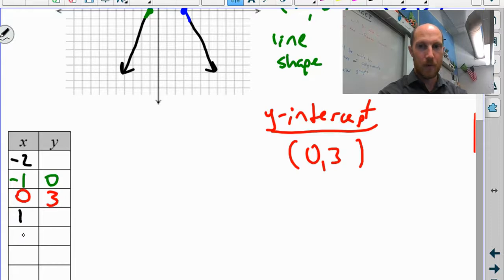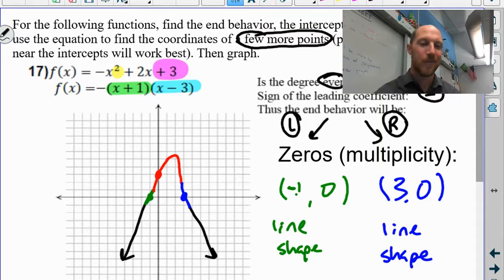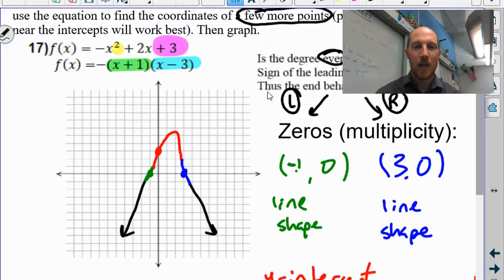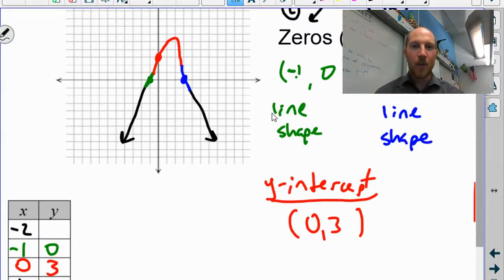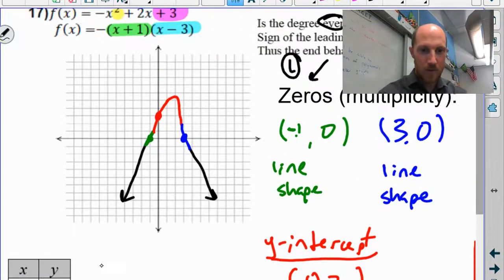-2, 1, 2, 3, 0 I've already got, 4 and 5. I don't need to do all of them. The directions up here say vaguely that I should do the coordinates of a few more points. And so we'll do a couple. So I'm going to take the equation. I'll just write this down.